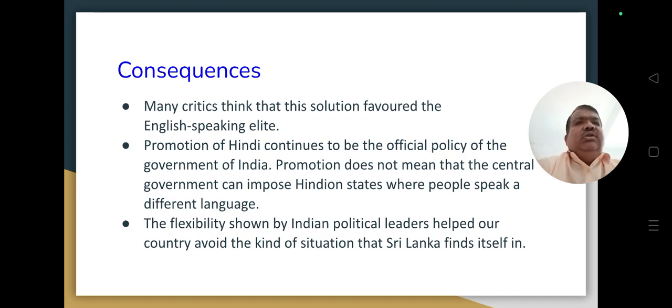Promotion of Hindi continues to be the official policy of the Government of India. Promotion does not mean that the central government can impose Hindi on states where people speak a different language. The flexibility shown by Indian political leaders helped our country avoid the kind of situation that Sri Lanka finds itself in. It's true, friends, we have to appreciate the flexibility the political leaders have shown, which definitely avoided a conflict like the one in Sri Lanka.